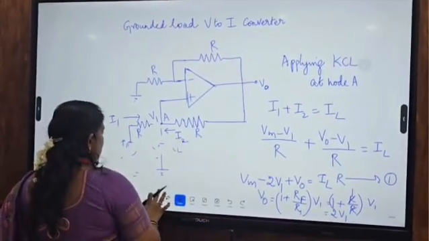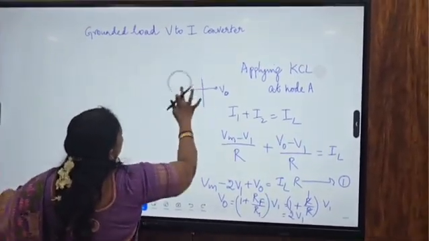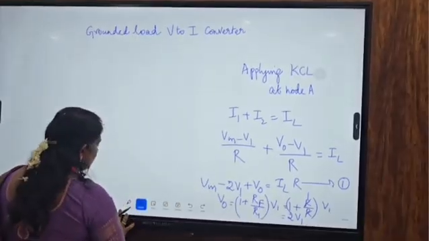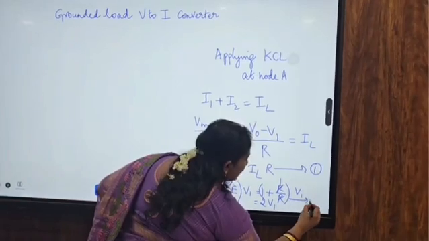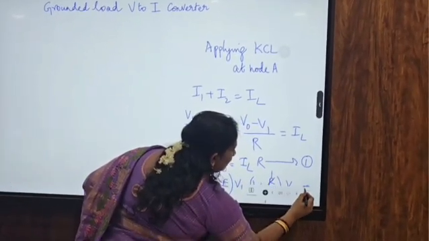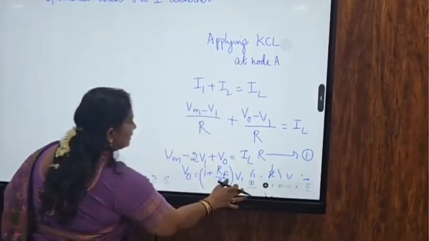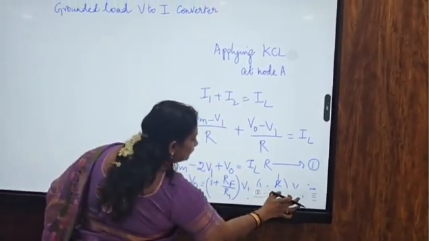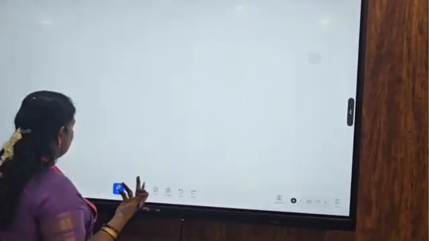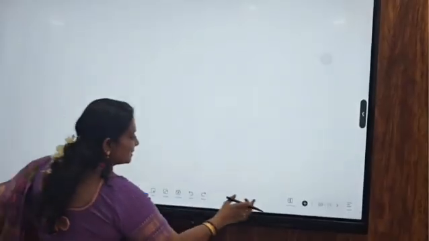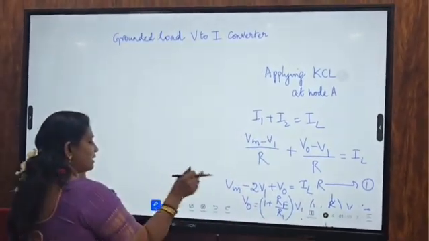So we have come to the conclusion that V0 is equal to 2V1. Mark this as equation 2.